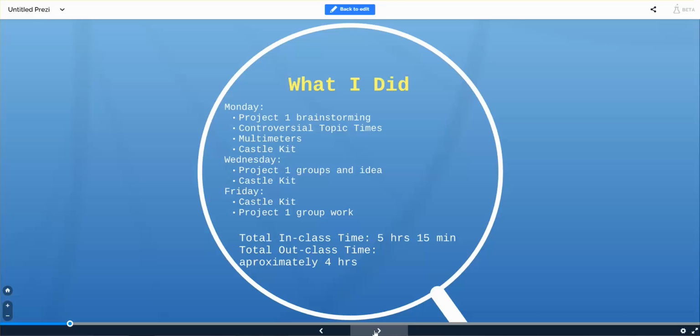And the total time in class this week was 5 hours and 15 minutes. The total time out of class for me was approximately 4 hours.